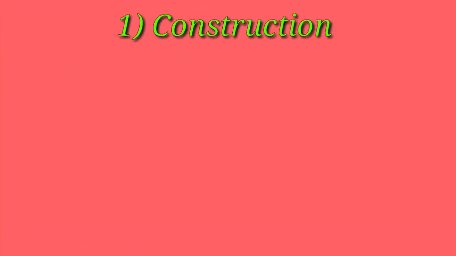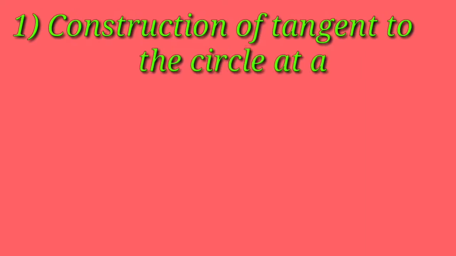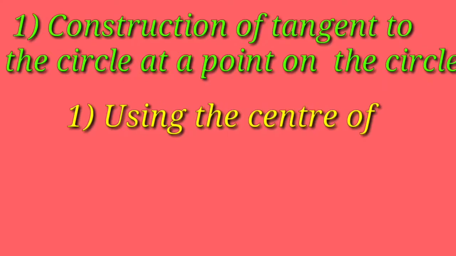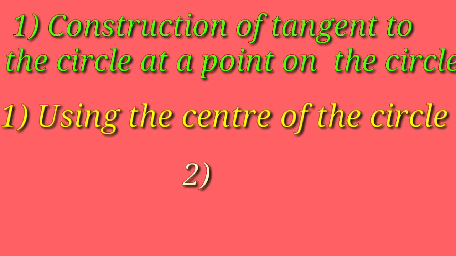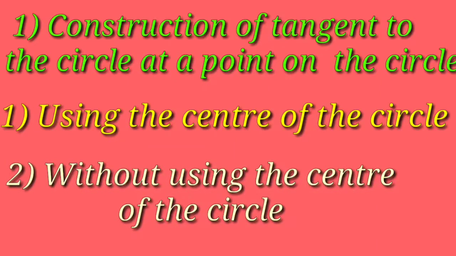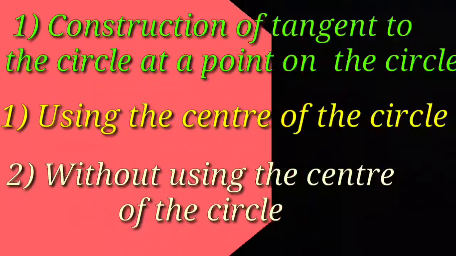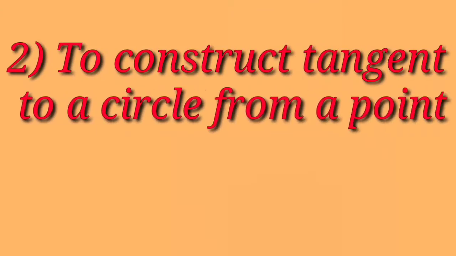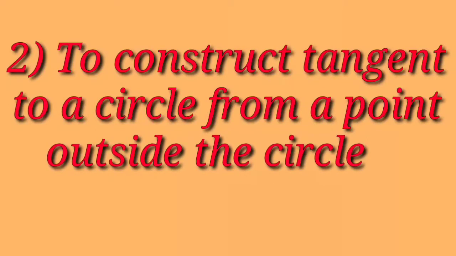First one, construction of tangent to the circle at a point on the circle. There are again two types: using the center of the circle, and without using the center of the circle. The second type of construction is to construct a tangent to a circle from a point outside the circle. Using these two types we have to complete practice set 4.2.